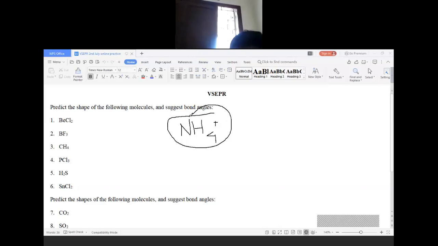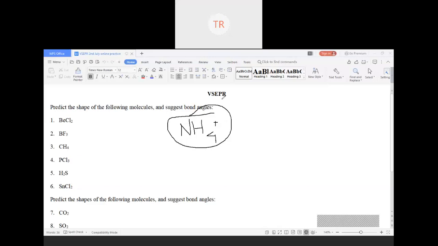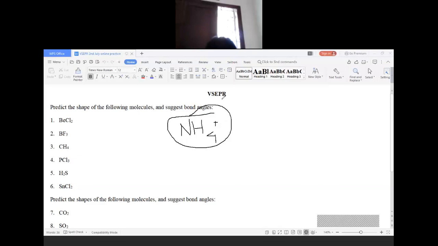Okay, so all students, Tcell already could answer. So this is a possible question on polyatomic ions for VSEPR. Of course, there are still some more. For example, phosphate, PO4 3 minus.